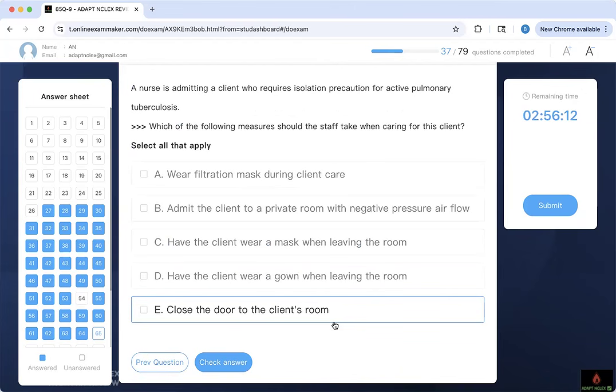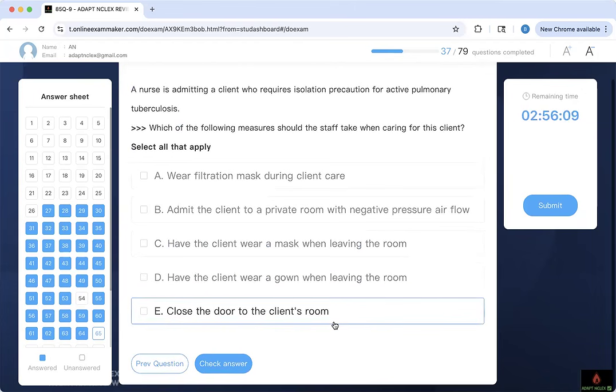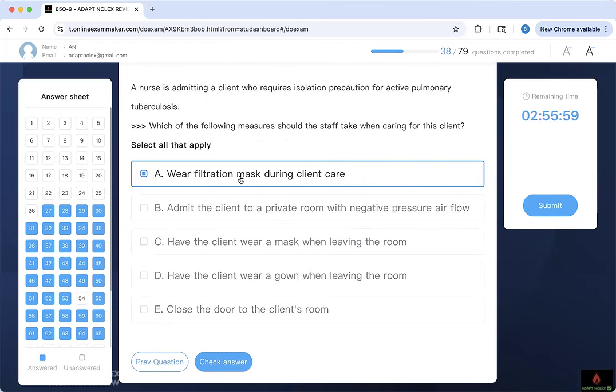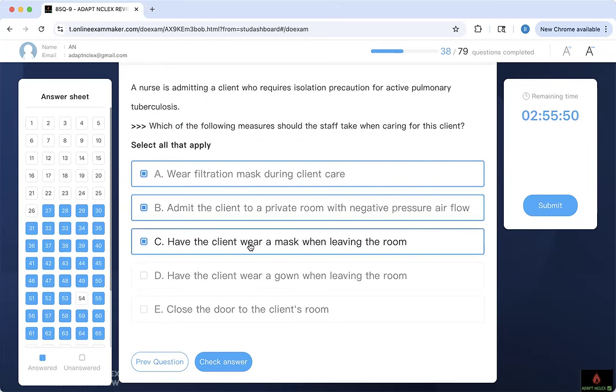What do you think? Airborne precautions. Which one is appropriate for airborne? Select and apply. You have to wear an N95, you the nurse. That's appropriate. The client is in a negative pressure room. That's good. The client wears a surgical mask when they leave the room. They do not need to wear a gown. And the patient's door should be closed at all times.